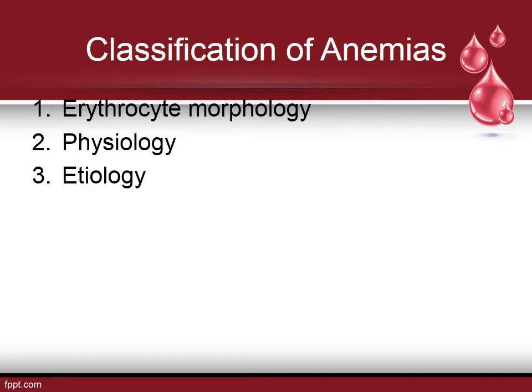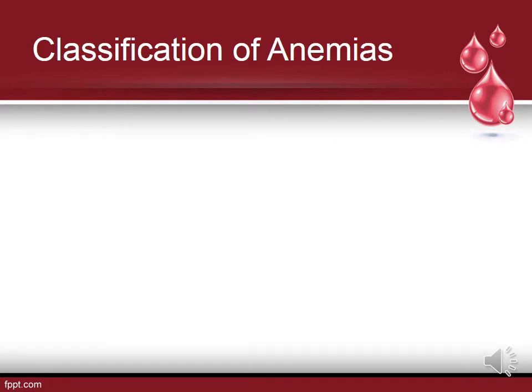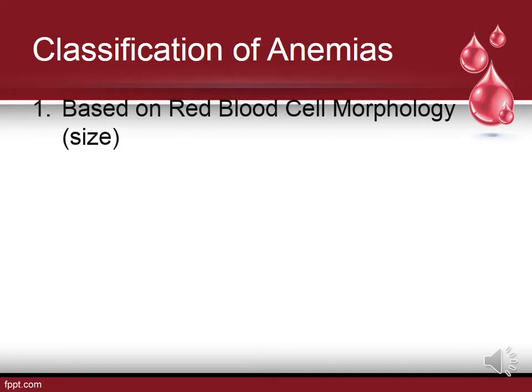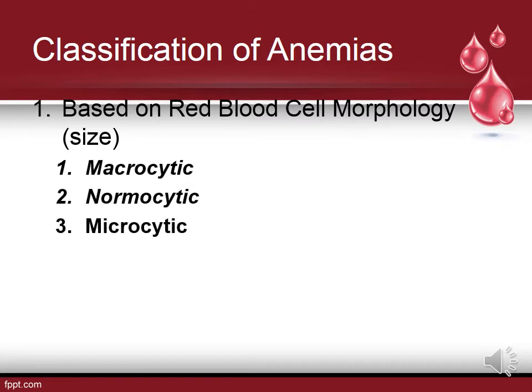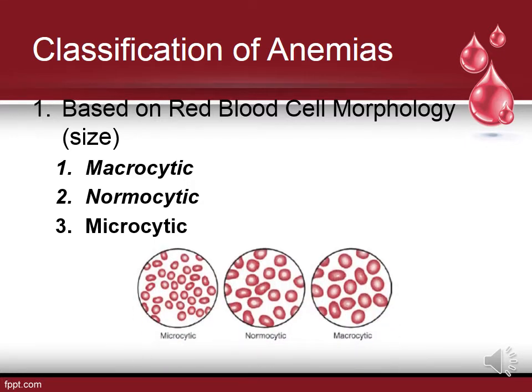The method based on red cell morphology was originally proposed by Wintrobe. Wintrobe's red cell morphology categorized anemias by the size of the erythrocyte. Anemias may be classified by red cell morphology as macrocytic, normocytic, and microcytic. Here is the diagram showing a microcytic cell, a normocytic cell, and a macrocytic cell.